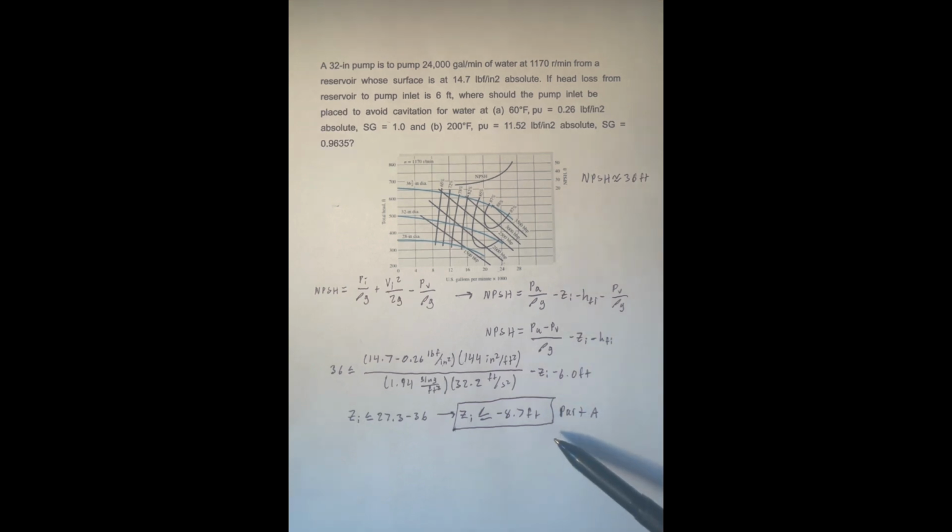So now that we have our answer with a height of 8.7 feet, this means for part A, our pump must be placed at least 8.7 feet below the reservoir surface in order to avoid cavitation.